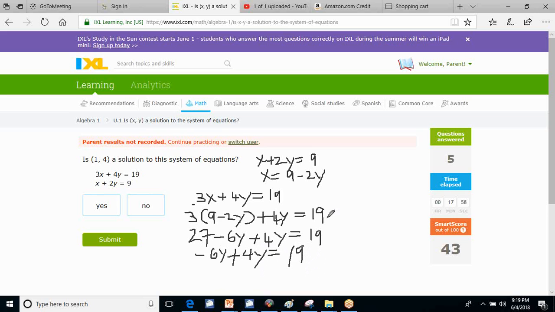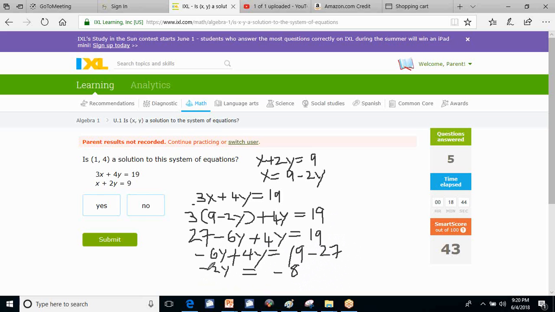So we're going to move the 27 to the right hand side. So it's going to become minus 27. You have to change the sign when you move it from one side to the next. So minus 6y plus 4y is equal to minus 2y, right? Minus 2y, and that's equal to 19 minus 27. That's minus 8, right? It's minus 8.